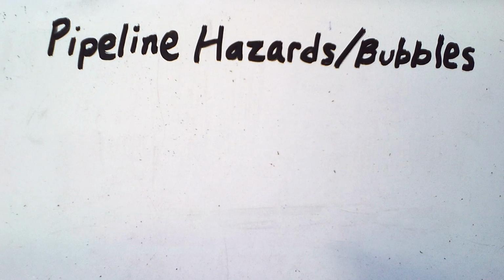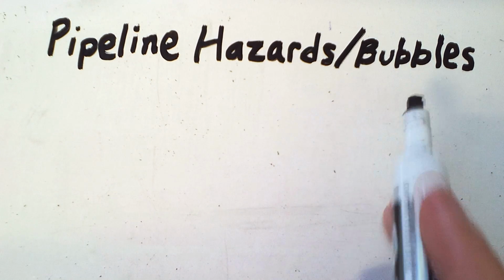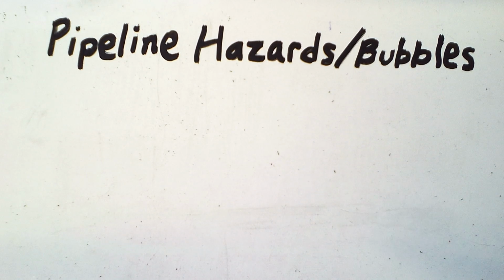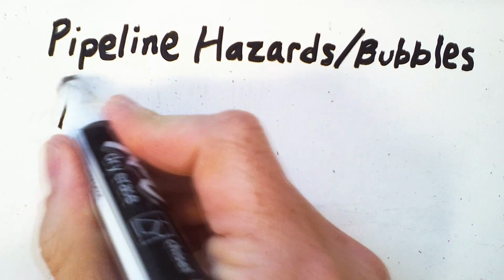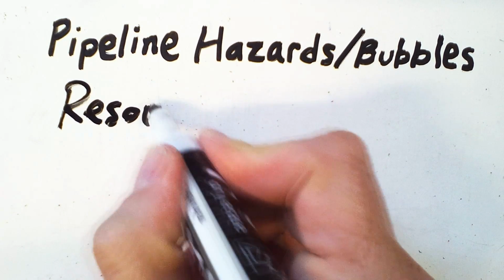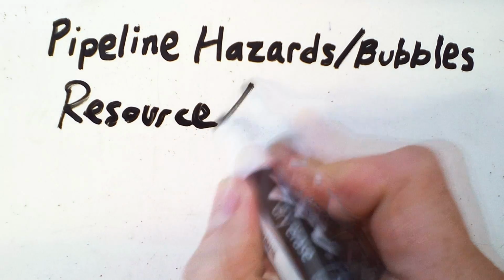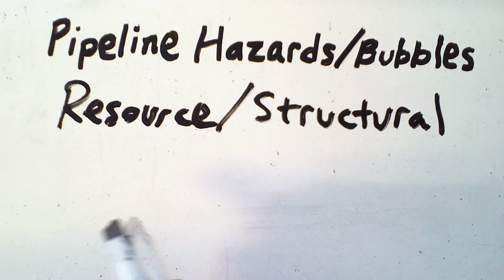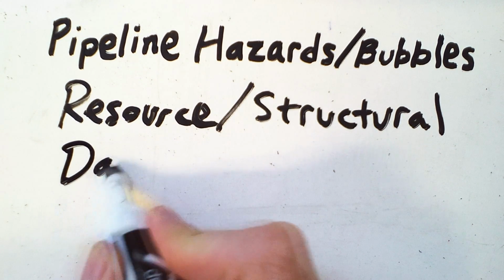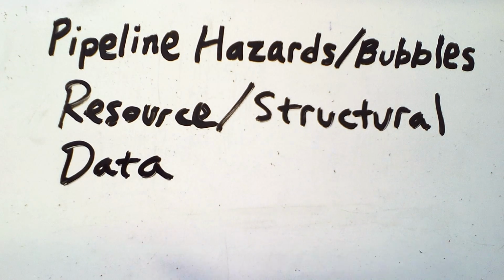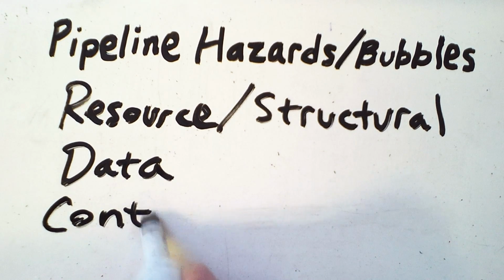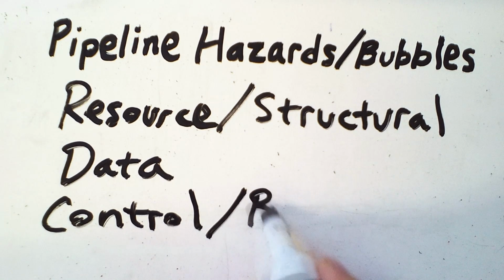The last video showed a perfect instruction pipeline, but there was also an example with a pipeline stall that delayed execution. There are three types of hazards or bubbles that can cause a pipeline to stall. These are resource hazards, also known as structural hazards, and then there are data hazards, and then finally there are control or branch hazards.